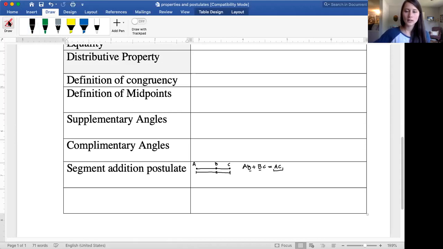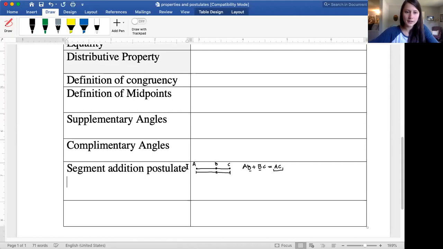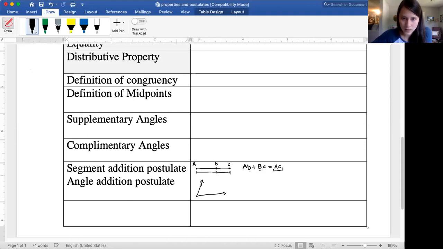Now, we're gonna take a look at a postulate that says something very similar to this, but is a different thing. So the angle addition postulate. Very similar, same kind of name, except we're looking at angles. So what do you think this postulate is talking about? So let's draw a picture here. I've got an angle A, B, C, and then there's a ray that's in the middle, and it's BD right here, okay?